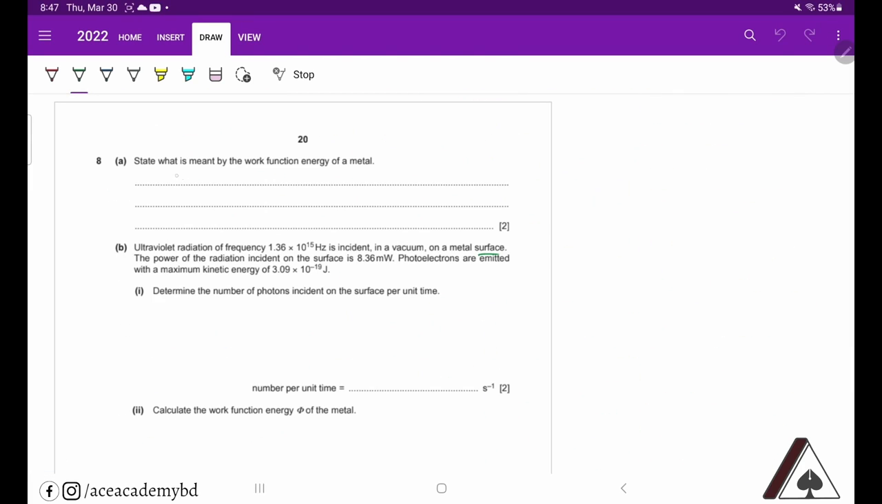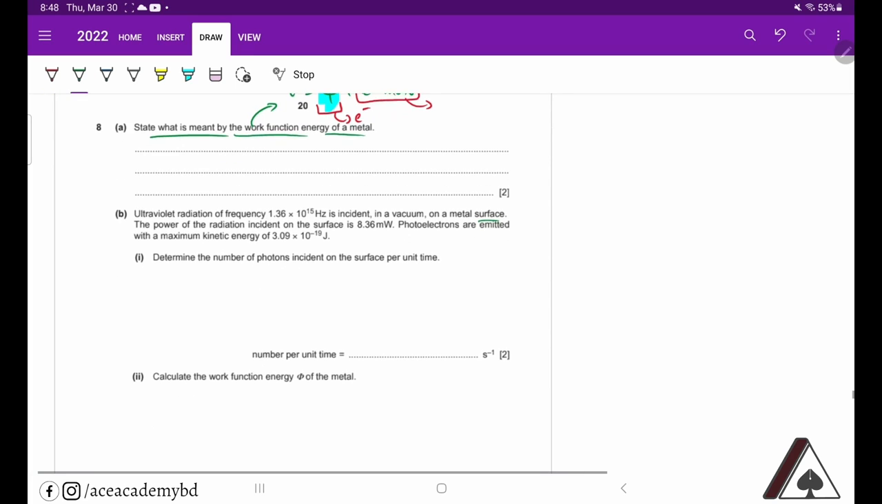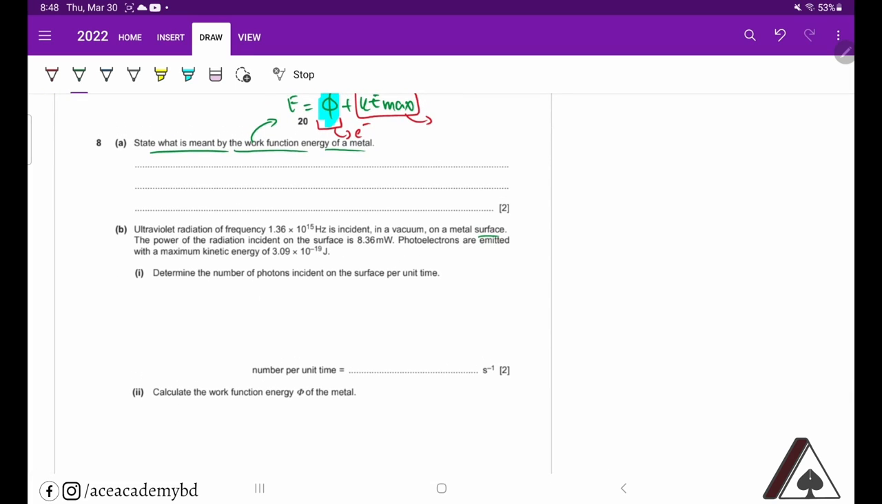Question number 8 is basically from quantum physics. The first part says, what is meant by the work function energy of a metal? We know that the work function is the minimum photon energy which is required to remove an electron. You know the equation for energy in quantum: energy equals work function plus KE max. So this phi is basically our work function. This is the minimum amount of energy which is needed to emit an electron from the surface of a metal. If we have more energy than the work function, the rest of the energy will appear as kinetic energy.